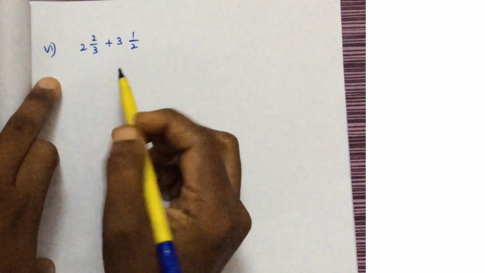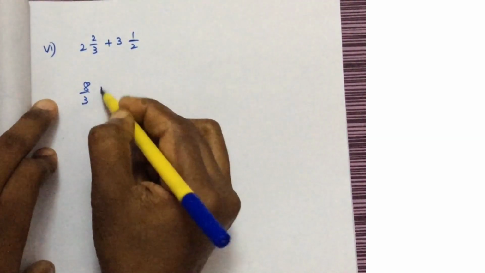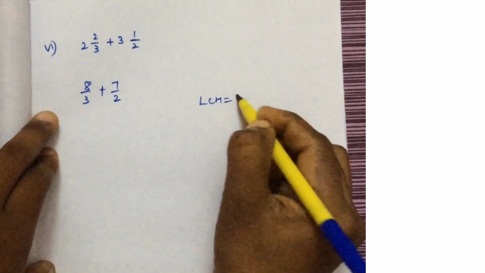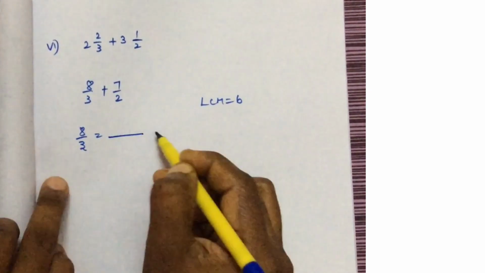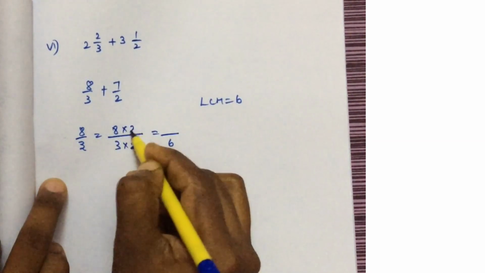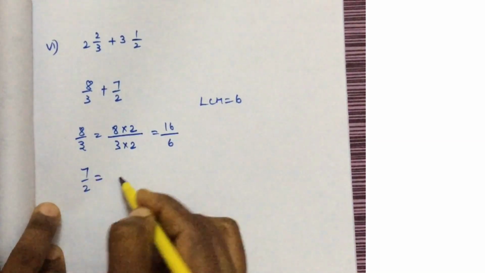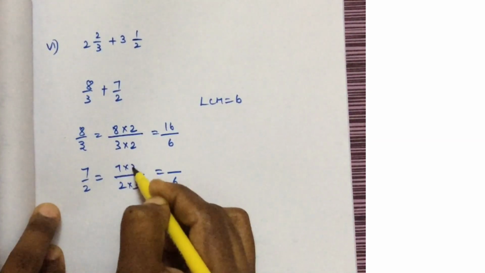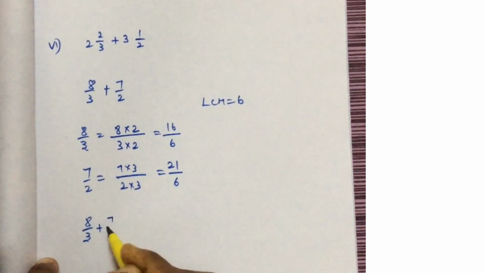First change into improper fractions, that is 8 by 3, since 3 multiplied by 2 plus 2, and 7 by 2. Now the LCM of 3 and 2 is 6. So this 8 by 3 I want to change to denominator 6, so I multiply by 2 here with the same 2 multiplying here. So this is 16 by 6. Now 7 by 2, here it should be 6, so 2 multiplied by 3 and 7 multiplied by 3. So this is 21.